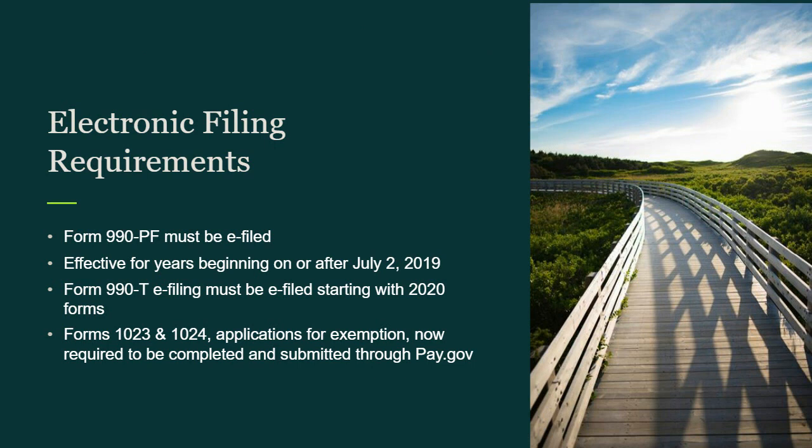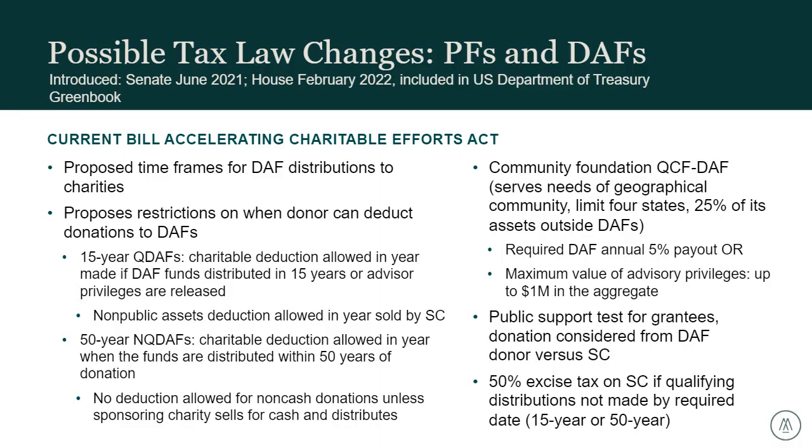Some quick tax updates. Pretty much all tax-exempt organization forms are now required to be e-filed. Not listed here, but included is Form 4720 as well. As Emina had mentioned earlier in the presentation, there is some legislation that's out there. It was introduced in the Senate in June 21, then again in the House in February 22. It's the Accelerating Charitable Efforts Act, or the ACE Act. It has not gone anywhere besides being introduced.